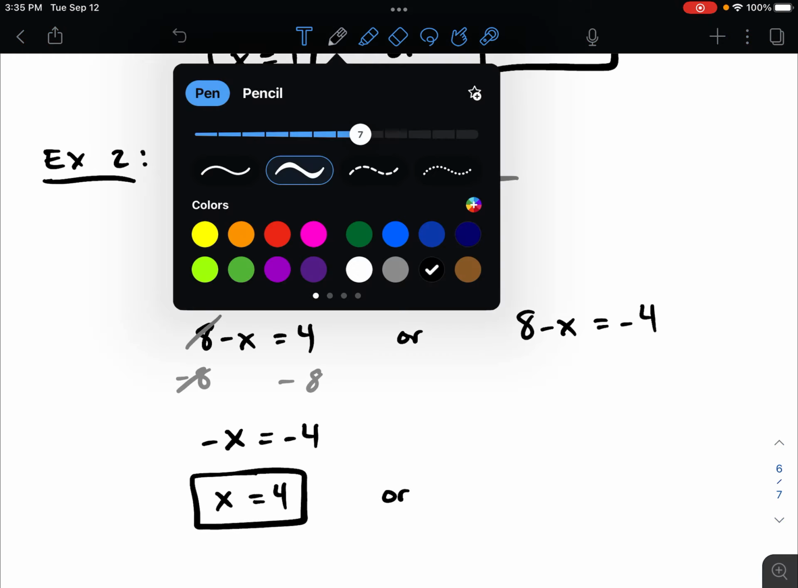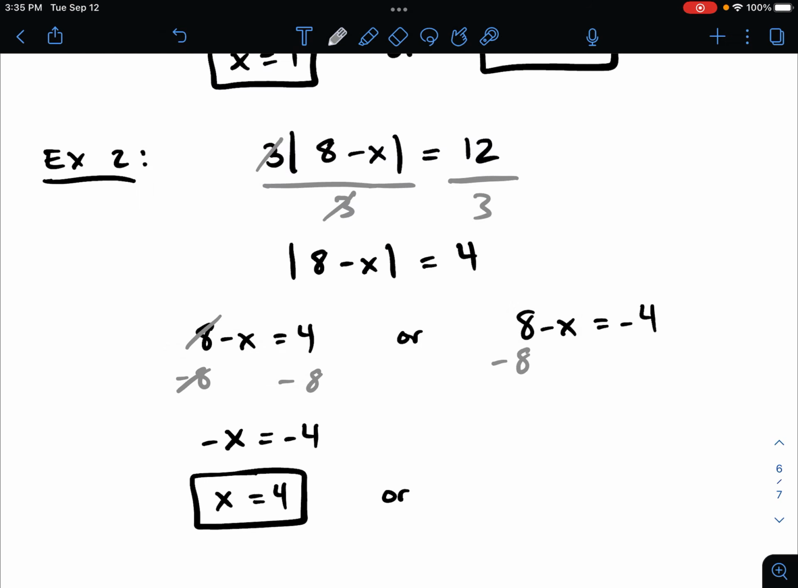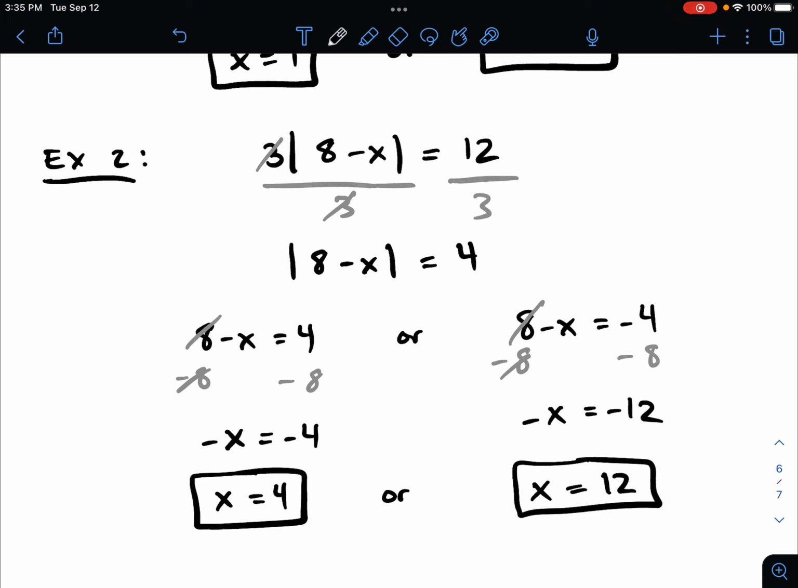Or the option over here, if I subtract 8 again, trying to isolate that letter x, we now end up with negative x equals negative 12. Again, just change the signs, and x will be positive 12. All right, we can check our answer with the original. If I plug in the positive 4, 8 minus 4 is 4. Absolute value of 4 is still 4. And 4 times 3 is 12, so that works.